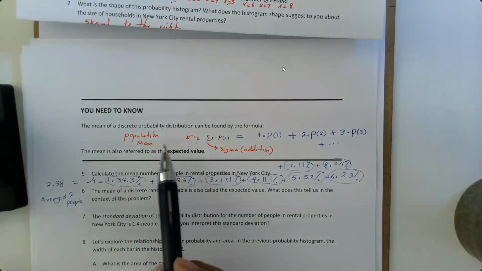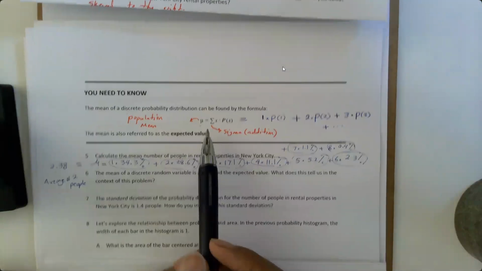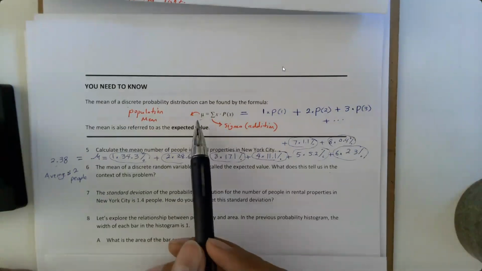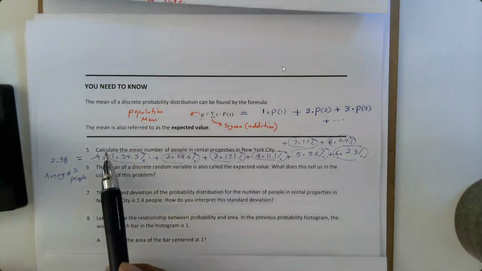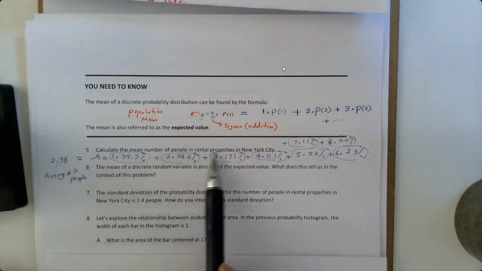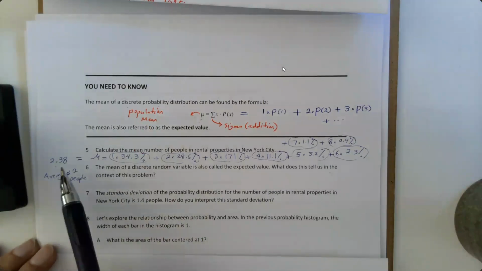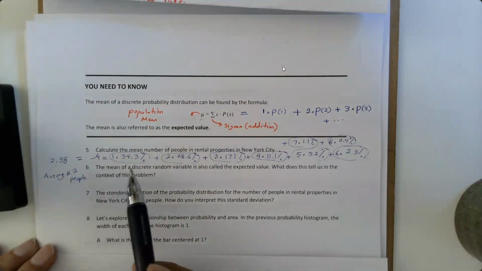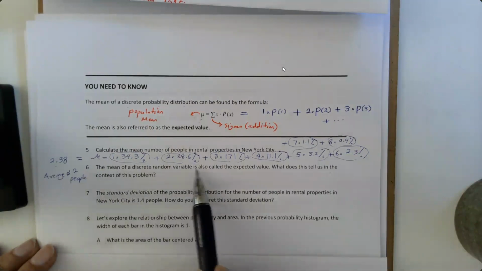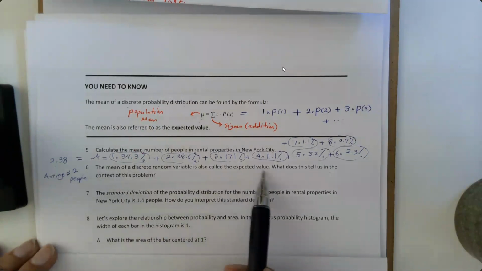So what we learned so far? We learned that when we have a discrete probability distribution, we can find the expected value or the average or the center or the mean of the data. We calculated the mean number of people in rental properties in New York City, which on average is 2 people. Question 6 says, the mean of the discrete random variable is also called the expected value. So another name for the mean or the center is expected value.